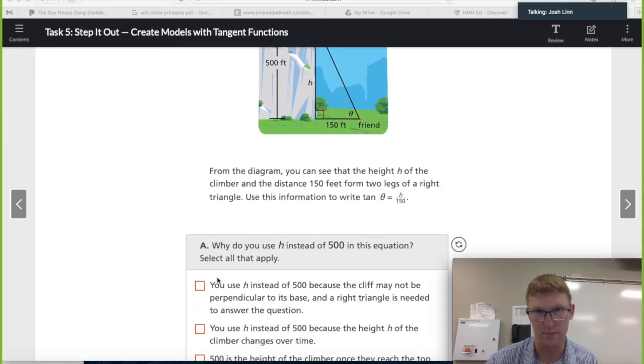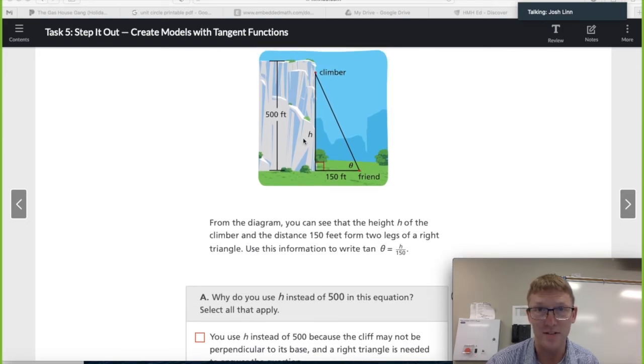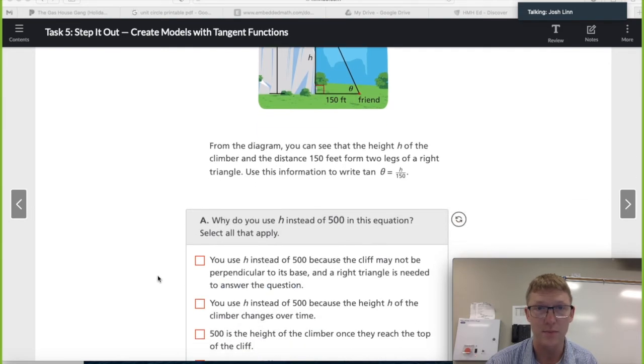From the diagram, you can see that the height h of the climber and the distance 150 feet form two legs of a right triangle. Use this information to write tangent theta as h over 150. So again, tangent is opposite over adjacent. Okay, so we've got that.